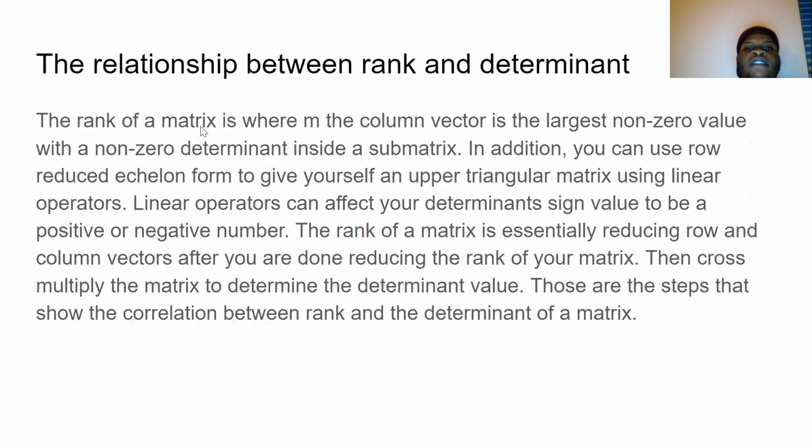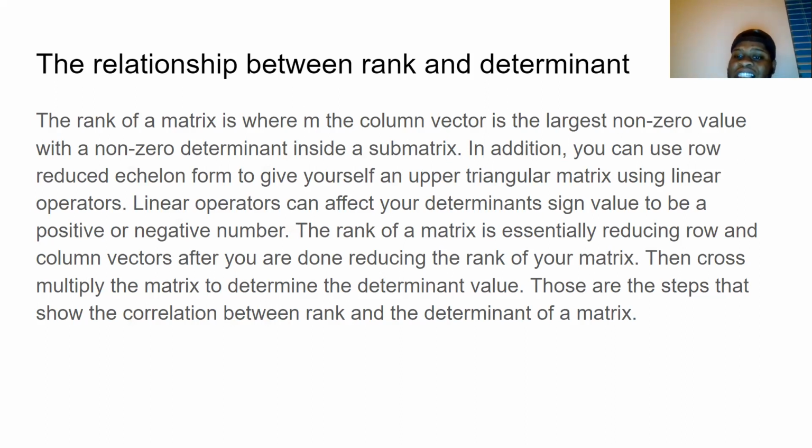Next slide. The relationship between rank and determinant. The rank of a matrix is the size of the largest submatrix with a non-zero determinant, as I showed you in my last slide. In addition, you could use row reduced echelon form to give yourself an upper triangular matrix using linear operators. Linear operators can affect your determinant sign to be a positive or negative value.